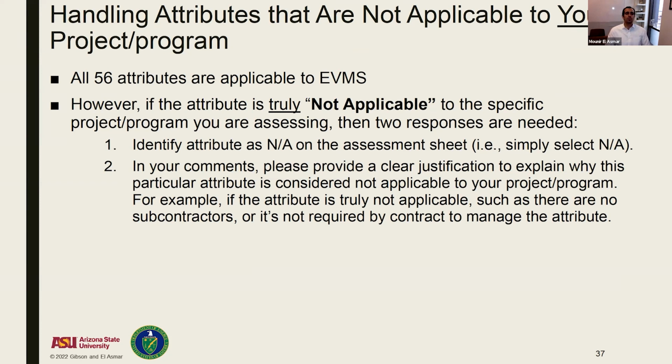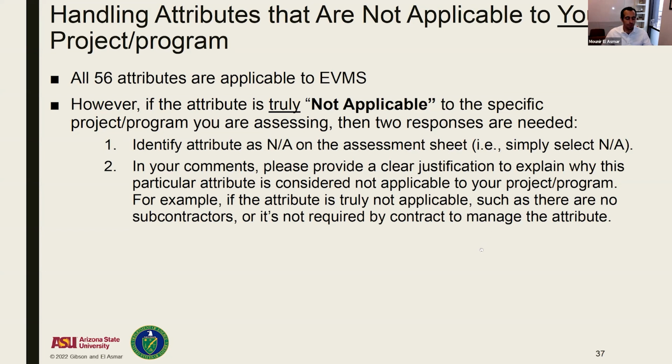A couple of things you want to do if you identify an attribute as truly, we say truly, not applicable. You want to make sure that you identify it as NA on the sheet, whether it's on paper or in the software. And in the comments, do provide a justification. It's not something that we didn't feel like doing. It's something that's truly not applicable. And that's important, so we asked for a justification for why that is. For example, we have some attributes around subcontractors. Well, if there are no subcontractors, that's a justification. It's truly not applicable. The example here was around unit cost. Well, if it's not unit cost based, then it's truly not applicable.